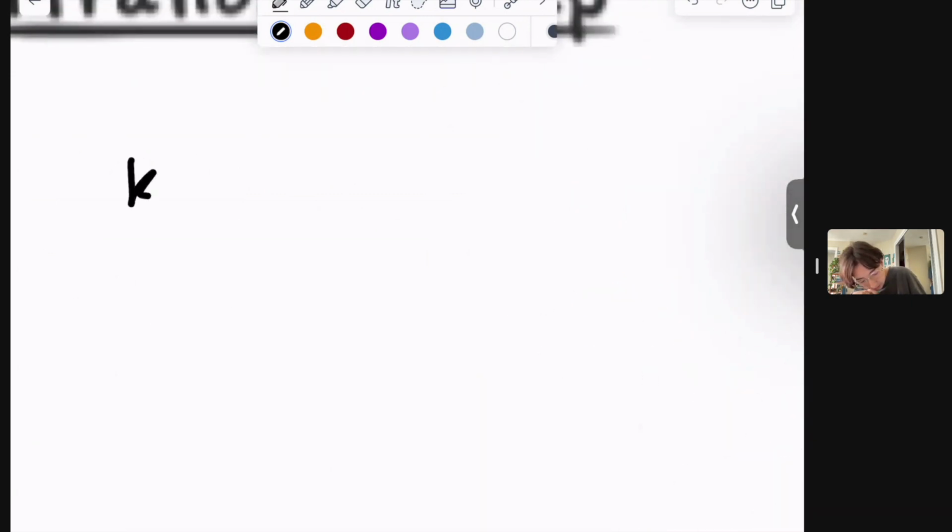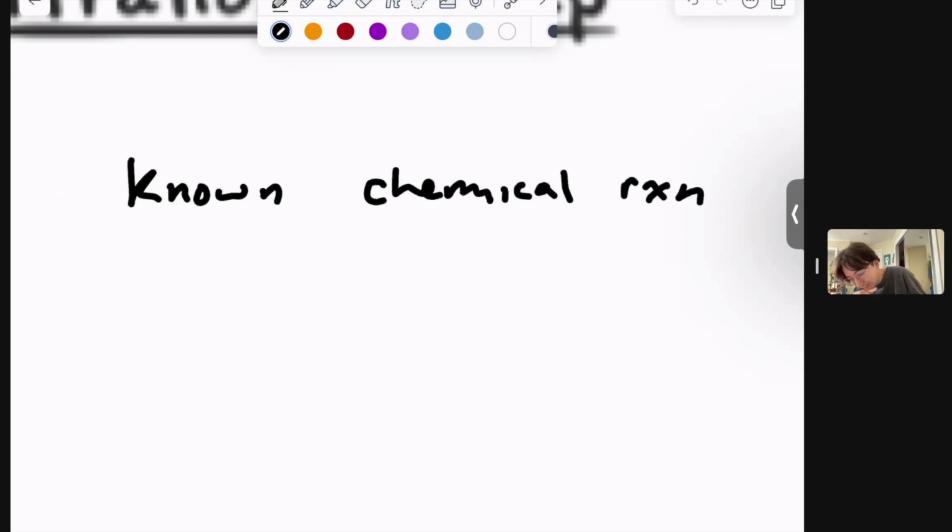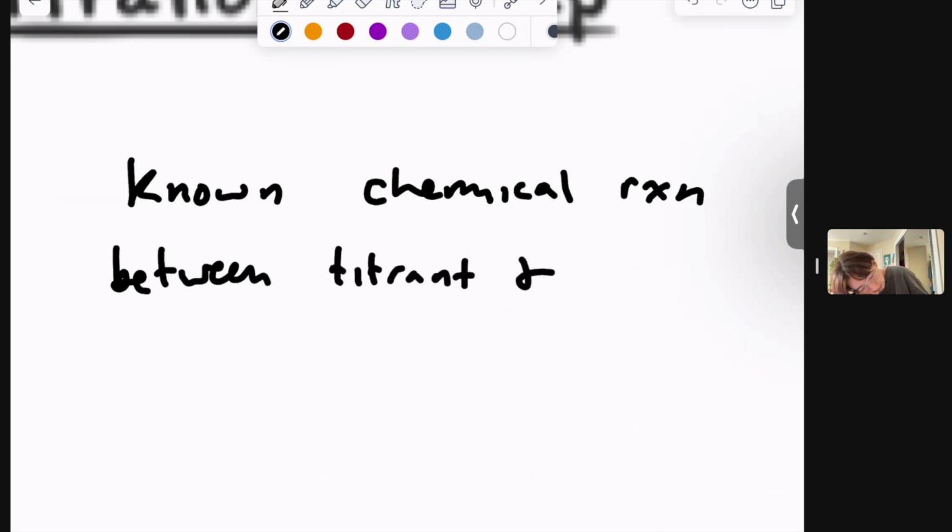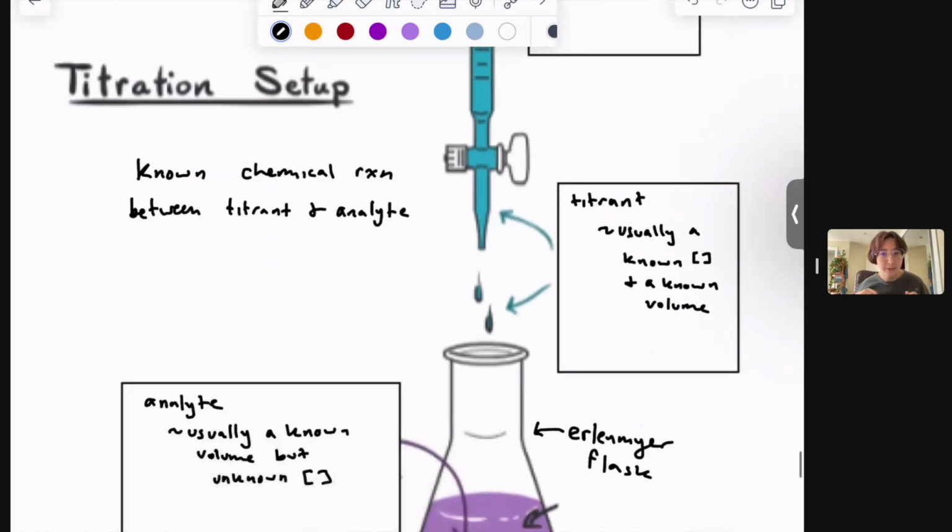So there's going to be a known chemical reaction between titrant and analyte. Basically you're just making a reaction proceed in a very, very controlled manner. You're adding one reactant to the other reactant very slowly, or at least in a very controlled way, so that we know exactly how much of each reactant you have, exactly how much of the reaction has happened.